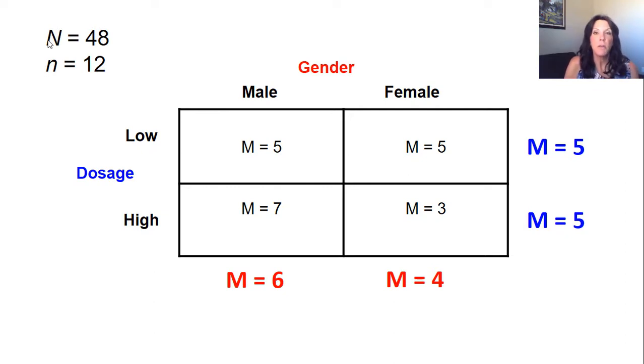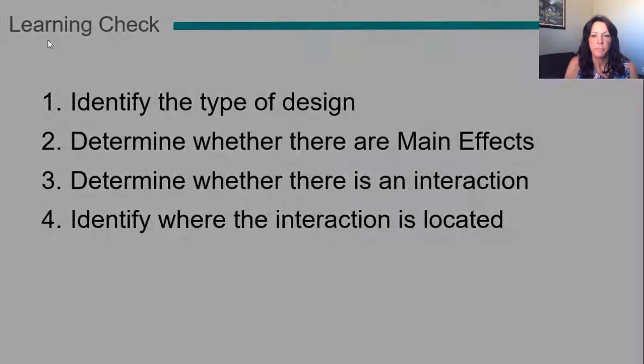So is there a main effect for A, for dosage? Doesn't look like it. It doesn't look like it matters whether you give a low dosage or a high dosage. It's both the same. But is there an effect for gender? Okay, so it looks like males and females had different number of symptoms. Males had 6 and females had 4. Males had more symptoms. But we need to look at the interaction to see what is actually going on.